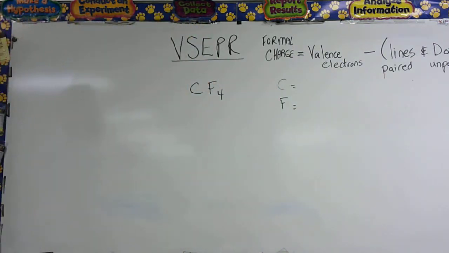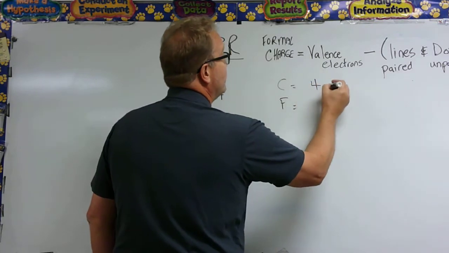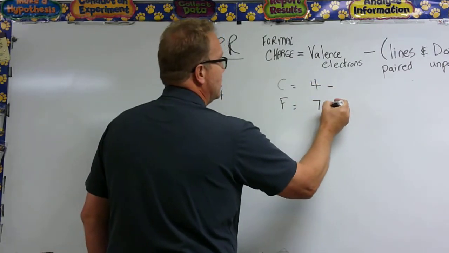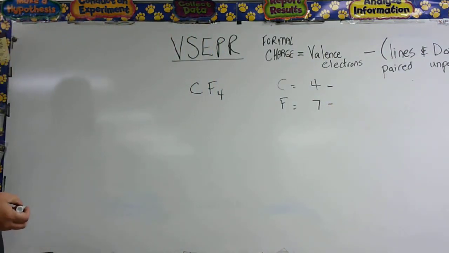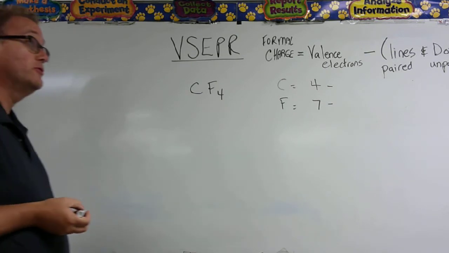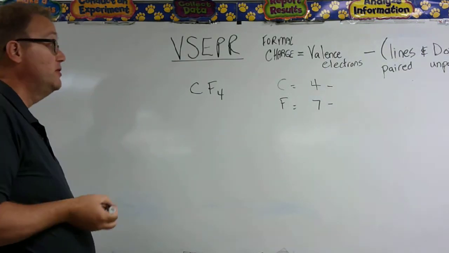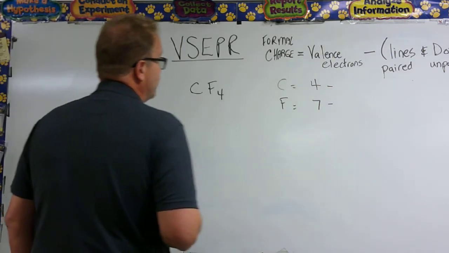Carbon is in group 14. It has 4 valence electrons. Fluorine has 7 valence electrons. It's in group 17. So if you're looking at a periodic table with those numbers at the very top, you just take away the 1. And that tells you the valence electrons.